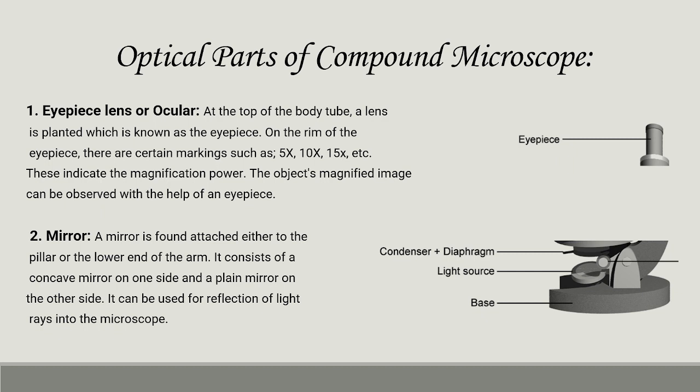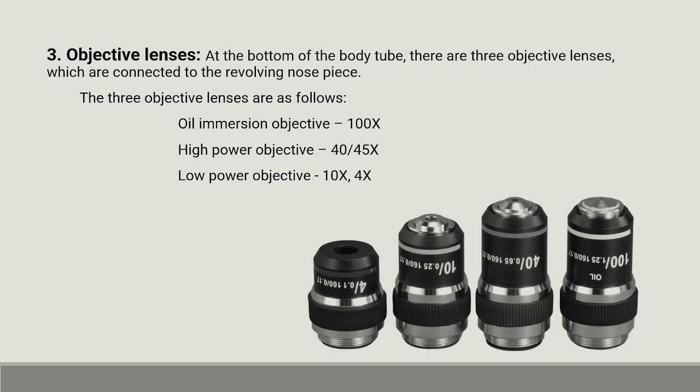It is used to collect all the light and reflect it to the microscope. In the absence of the mirror, we cannot clearly see the image. So it is an important part of a compound microscope. The third one is the objective lenses, which give the magnification power to the compound microscope.